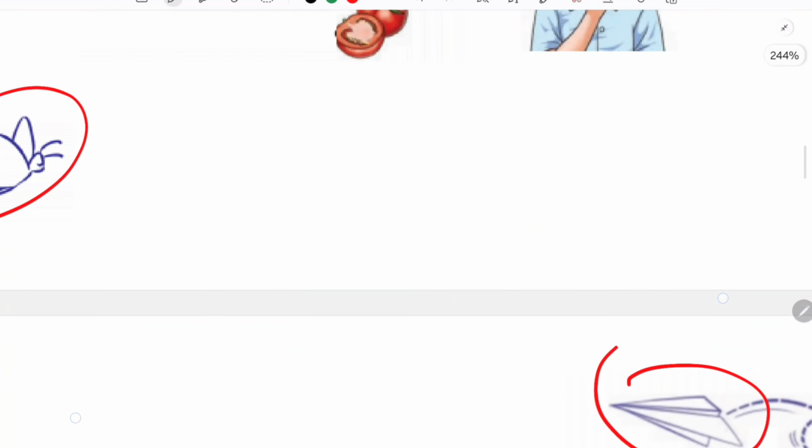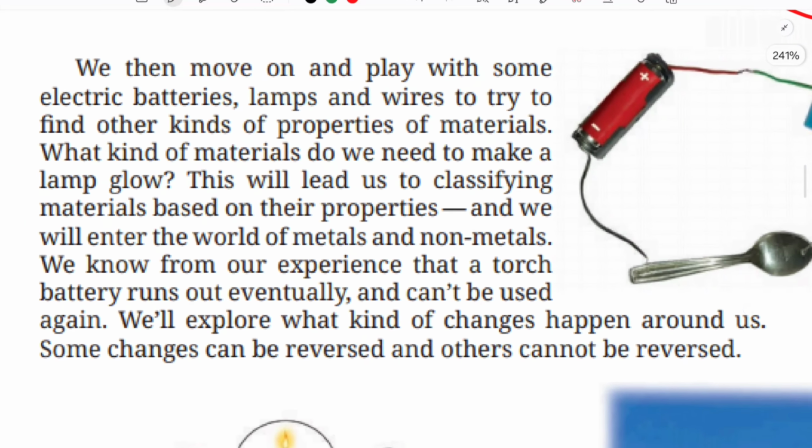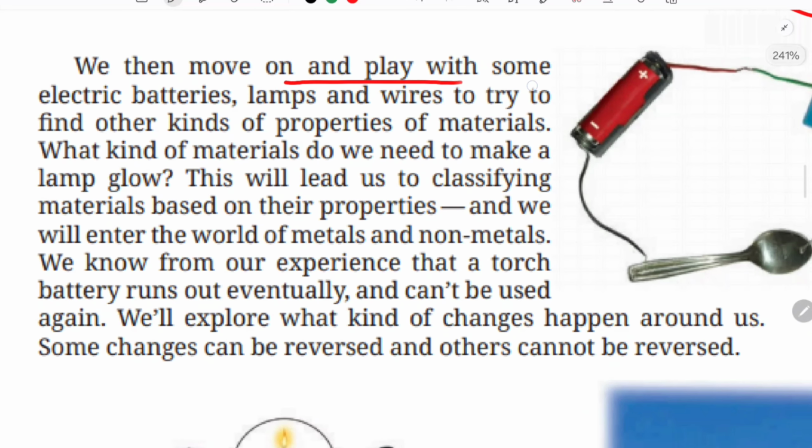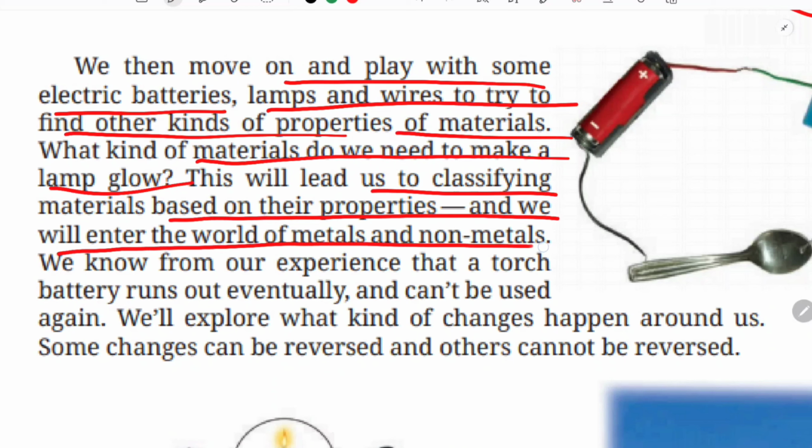We are going to explore everything. I hope you are enjoying it. We then move on to play with some electric batteries, lamps and wires, and try to find other kinds of properties of materials, and what kind of materials we need to make a lamp glow. This will lead us to classify materials based on their properties, and we will enter the world of metals and non-metals.